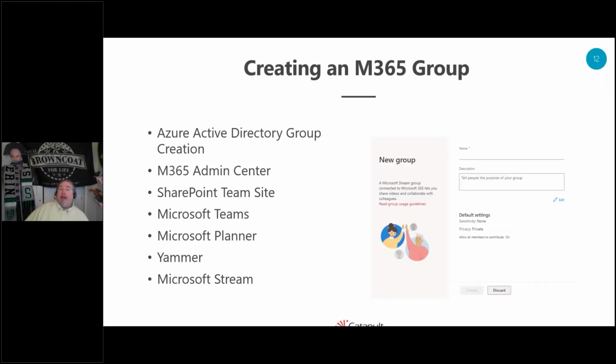I can also go to Microsoft Stream. And when I go to Microsoft Stream and say create a brand new group, it's going to take me to the group creation from here. And then I can also go into Outlook, right? And inside of Outlook, I can click on create a brand new group. And what am I doing? I'm doing the exact same thing. I am creating a Microsoft 365 group.